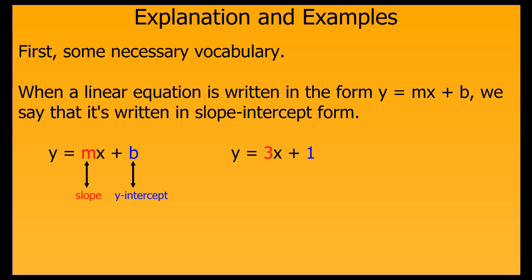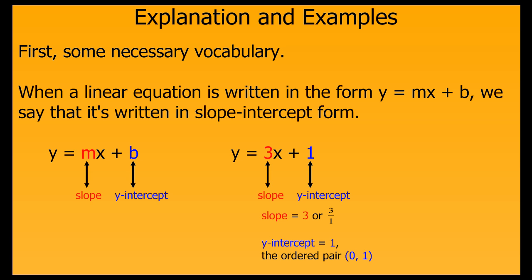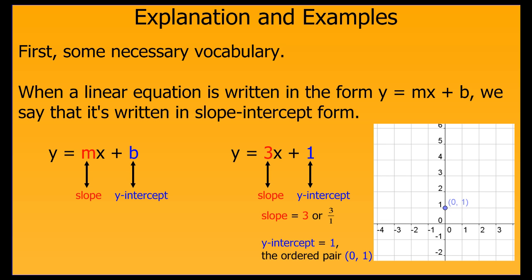So if we look at y equals 3x plus 1, the slope of this line will be 3, and the y-intercept will be 1. Note that the slope is a whole number. We can always think of it as a fraction with 1 in the denominator, in this case 3 over 1. That will help us visualize rise over run. Also note that while we may say the y-intercept is 1, it's important to remember that it's actually an ordered pair, (0, 1).